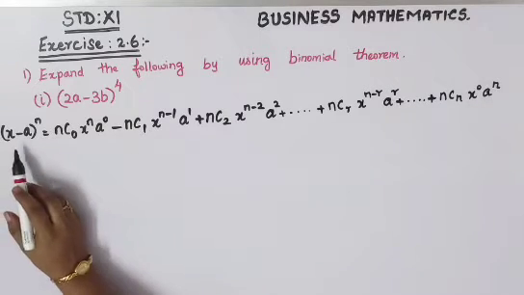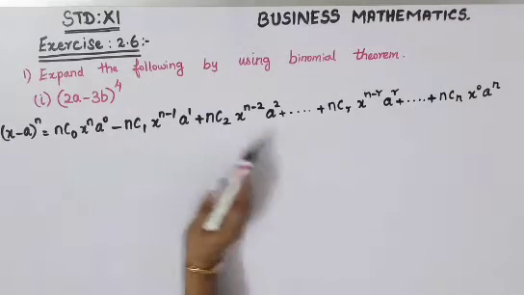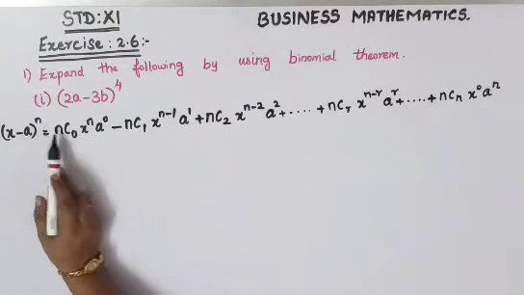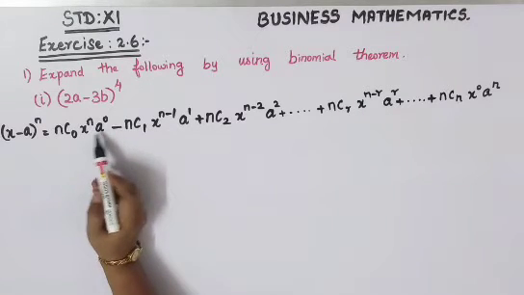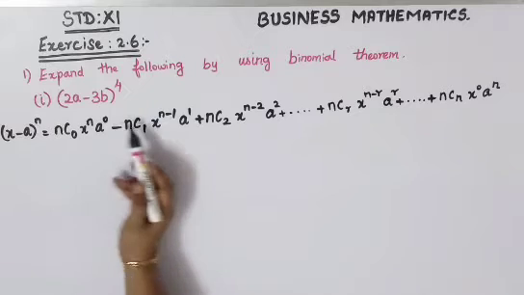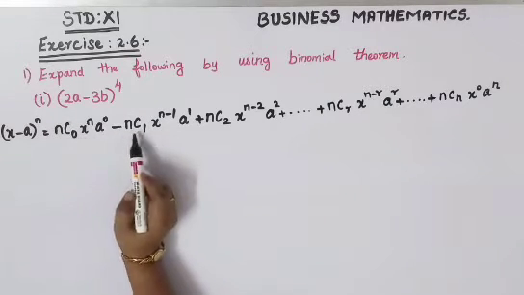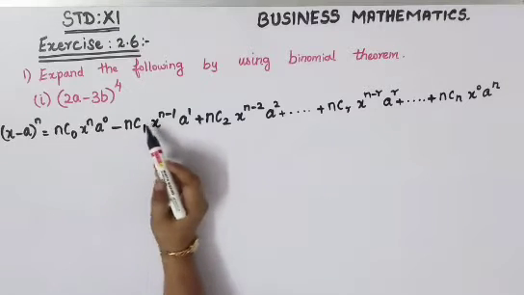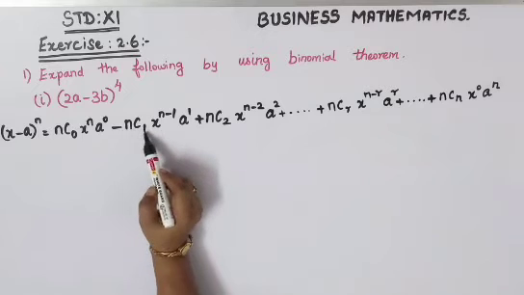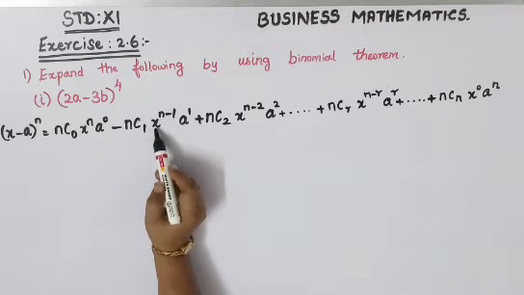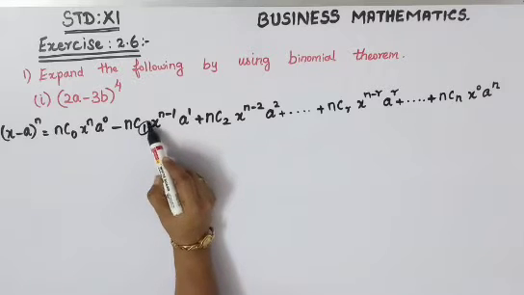So how to write your formula: minus is there, means just put alternating plus minus. Now your n is here. So starting with nC0 x power n and a power 0. Then your next one is minus. Here if you are writing nC0, then you will have to go to nC1, the second one. So nC1 x power n minus 1, you will have to subtract it and write it in the power. So x power n minus 1 and a power 1.